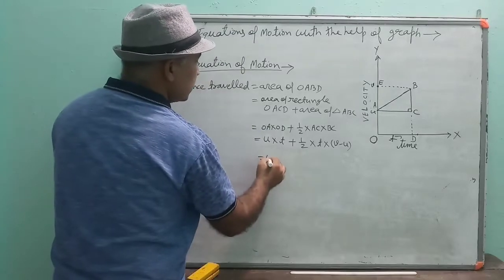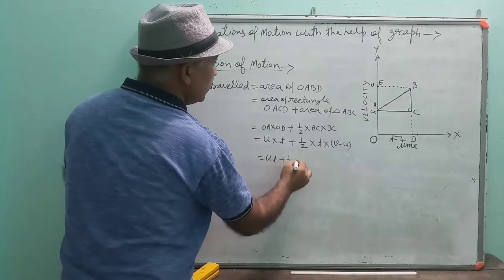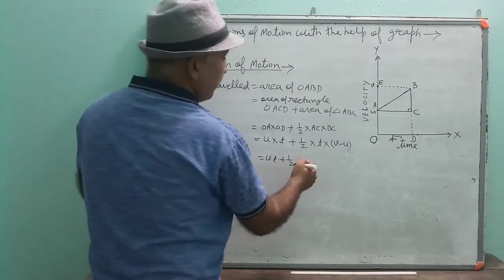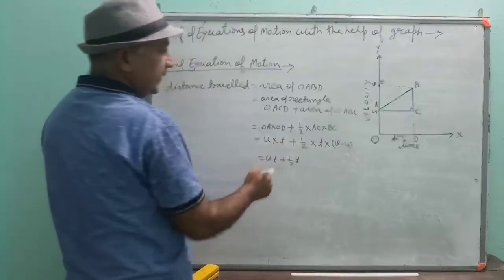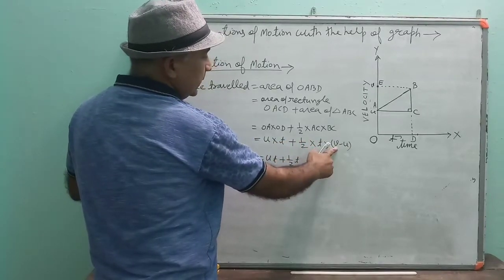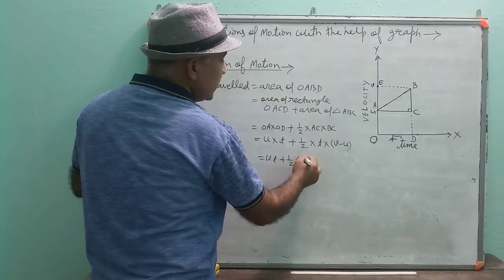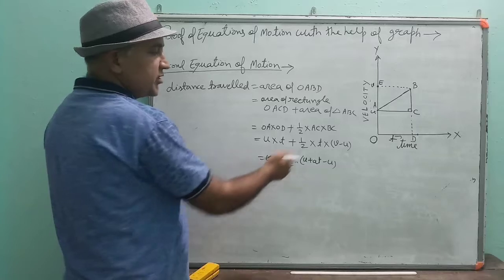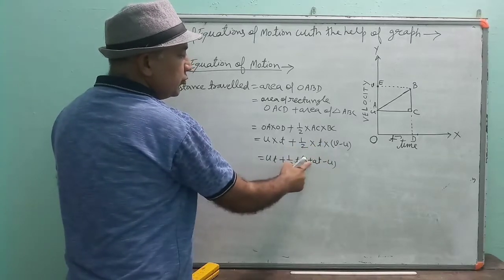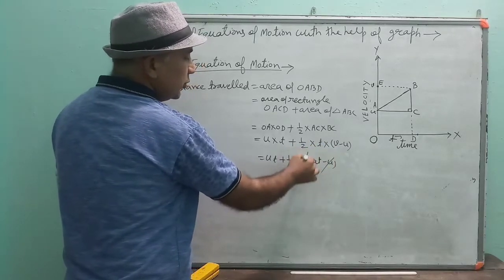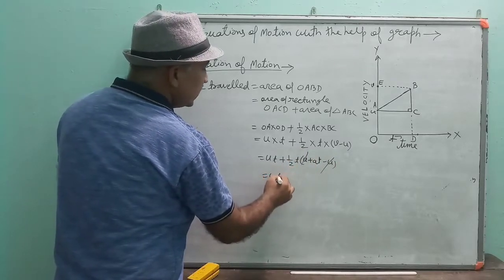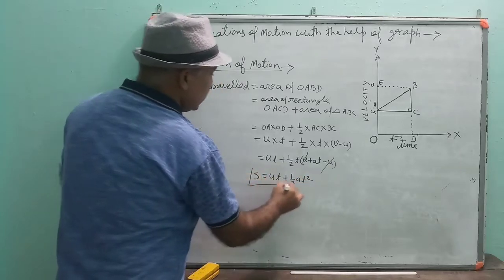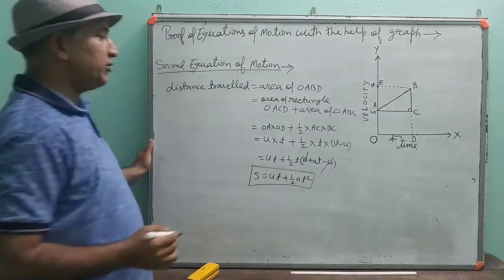Okay. Now solve this one. ut plus half, multiply it inside, half t. Do one thing. Put the value of v here. What is the value of v? v is equal to u plus at. From the first equation of motion, v is equal to u plus at. Now you can see that both the u are cancelling each other and you will get ut plus half at square. This is the second equation of motion.